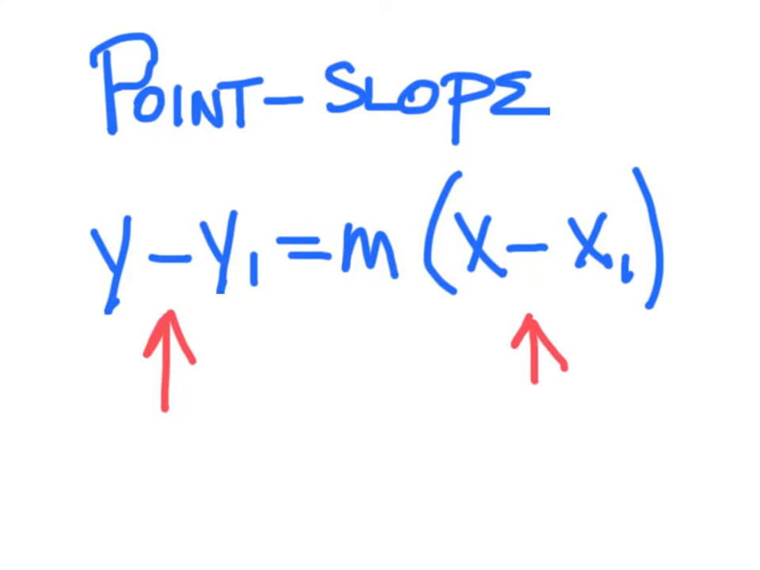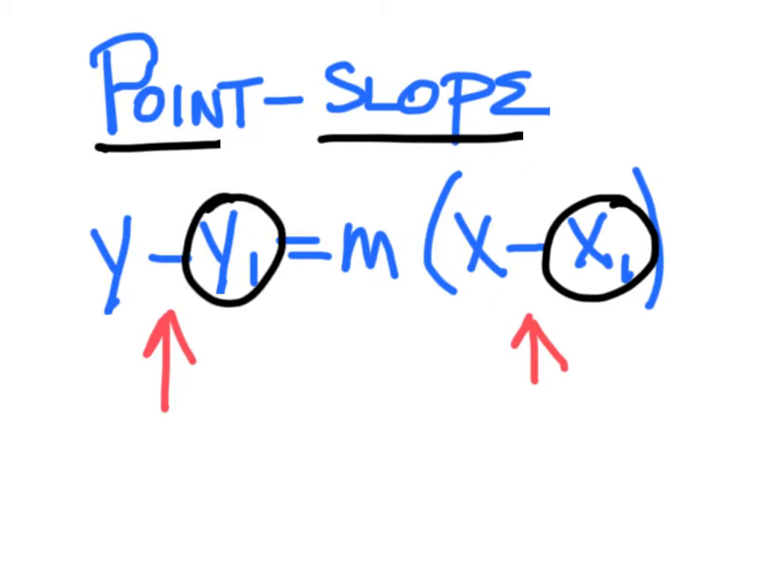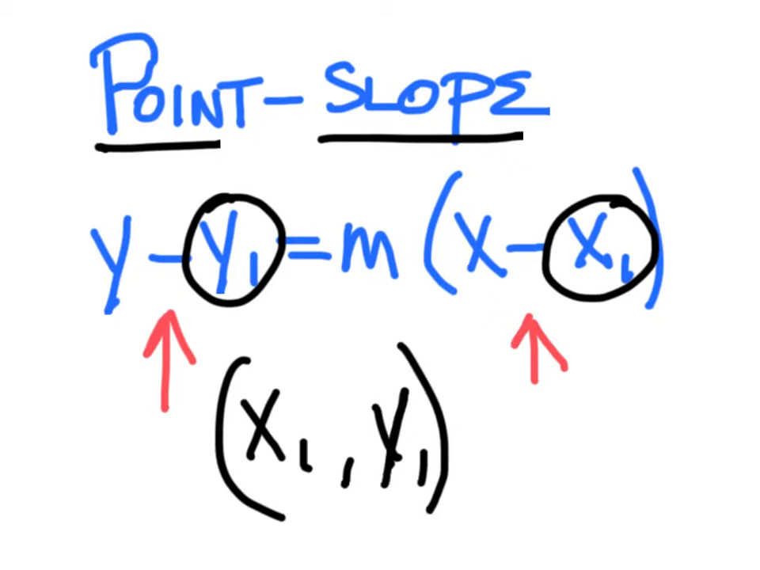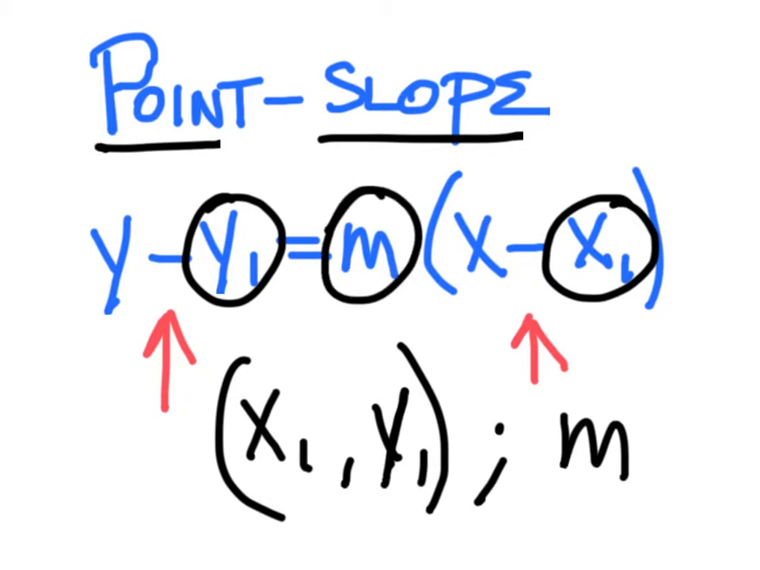The reason why it's called point slope is because you have a point and a slope given to you from the problem. This x1 and this y1 create a point. So you would plot that point on your graph, and then you would use the slope that's given to you in the middle, m. So it's very simple, nothing to change around except maybe a couple of signs here and there.